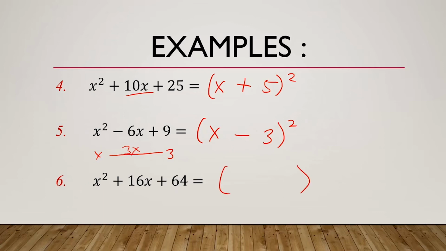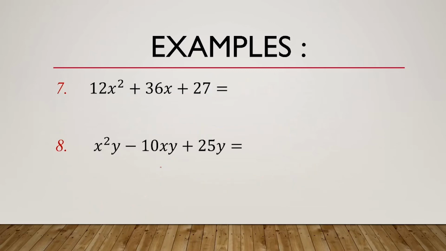Again, x, 8, then get the product of the 2, we have 8x times 2, 16x. So this trinomial is a perfect square trinomial. So we can use this, x, 8, then copy the sign of the middle term, then square. And that's it. Here in number 7, 12x squared plus 36x plus 27.